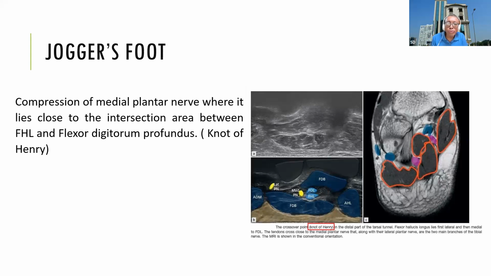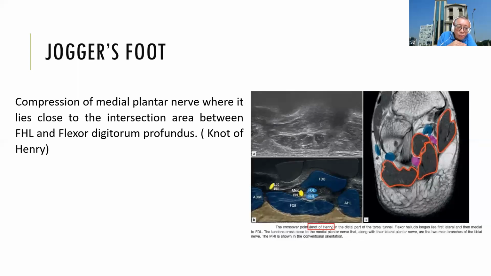So jogger's foot basically means there is compression of the medial plantar nerve. As I've told you, the posterior tibial nerve first divides, gives the medial calcaneal nerve, then it divides into medial plantar and lateral plantar. The medial plantar nerve travels between the flexor digitorum brevis in the foot.